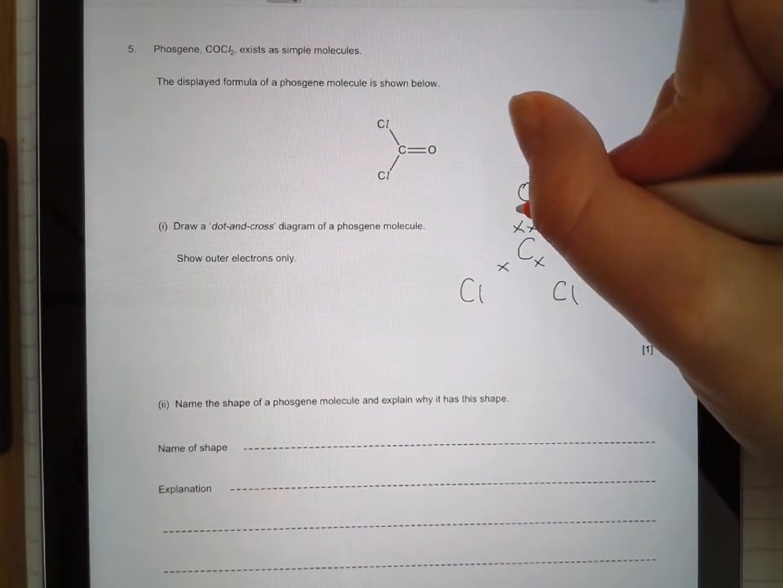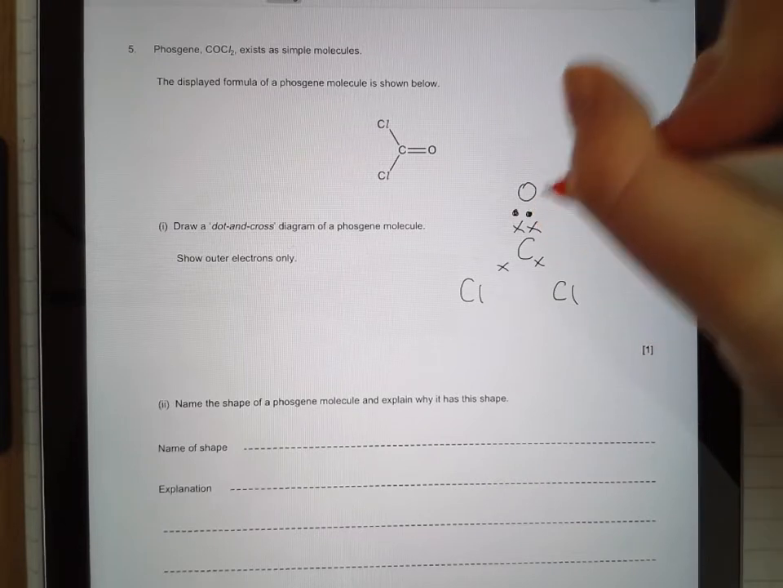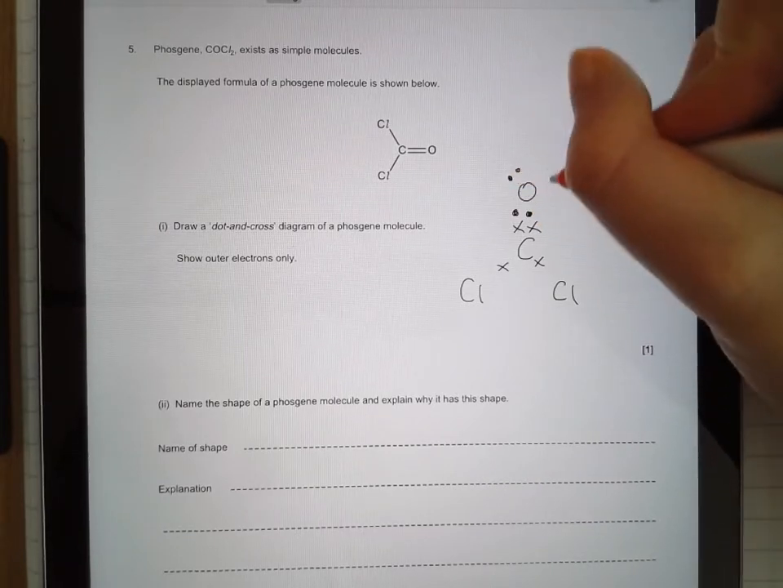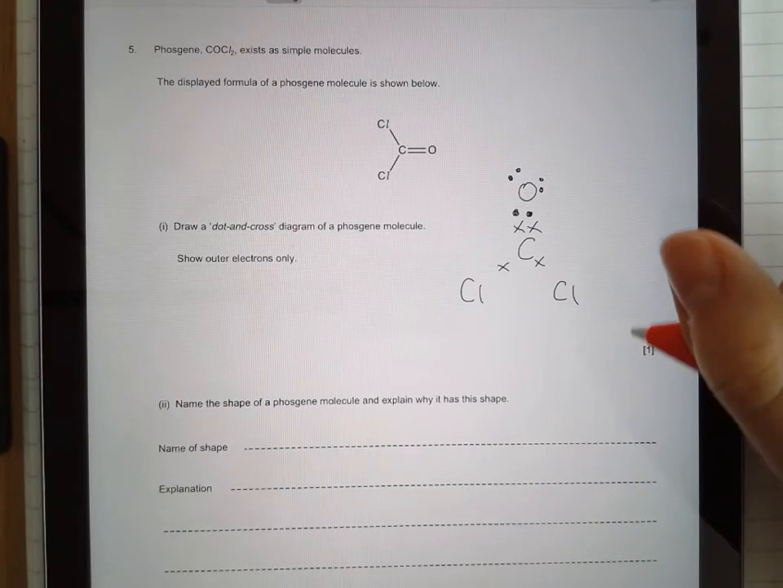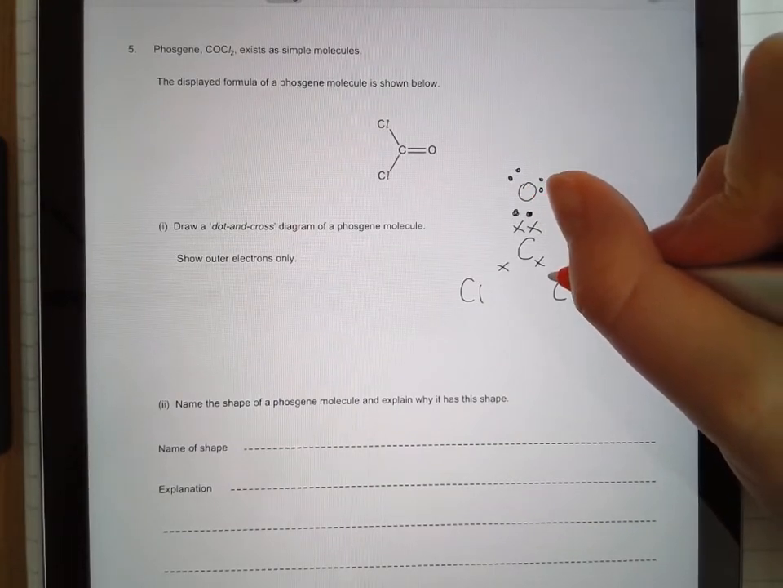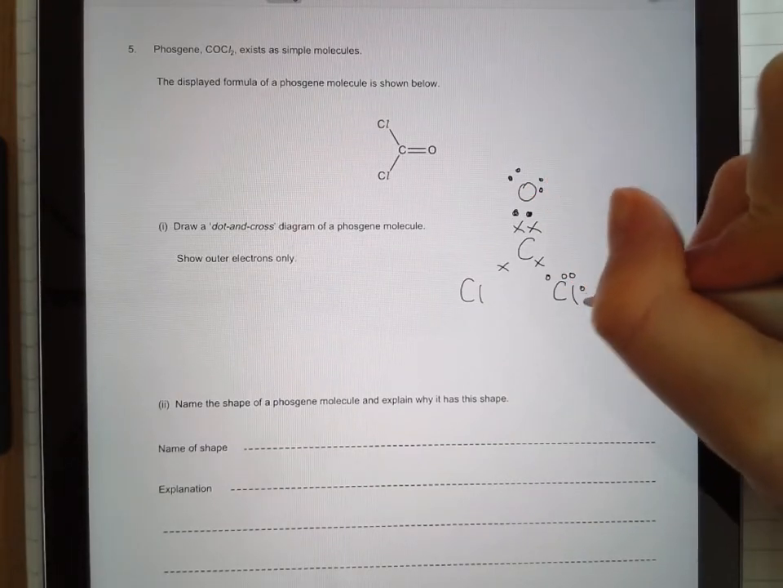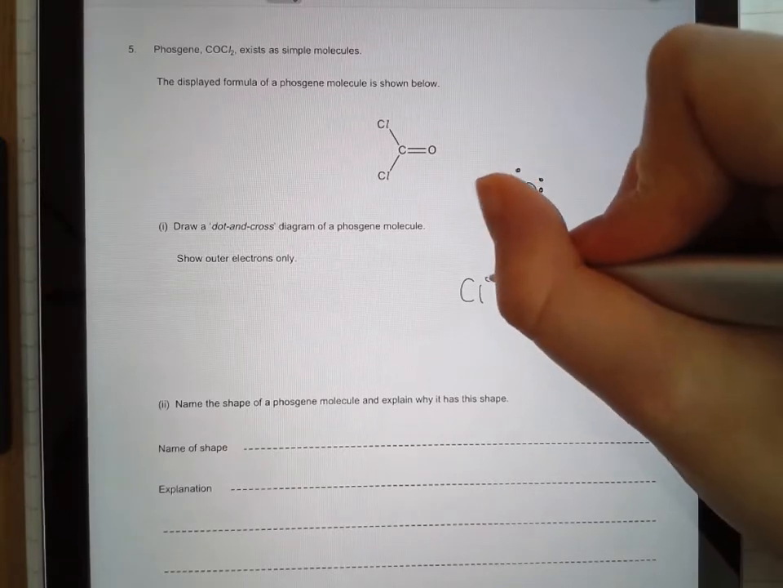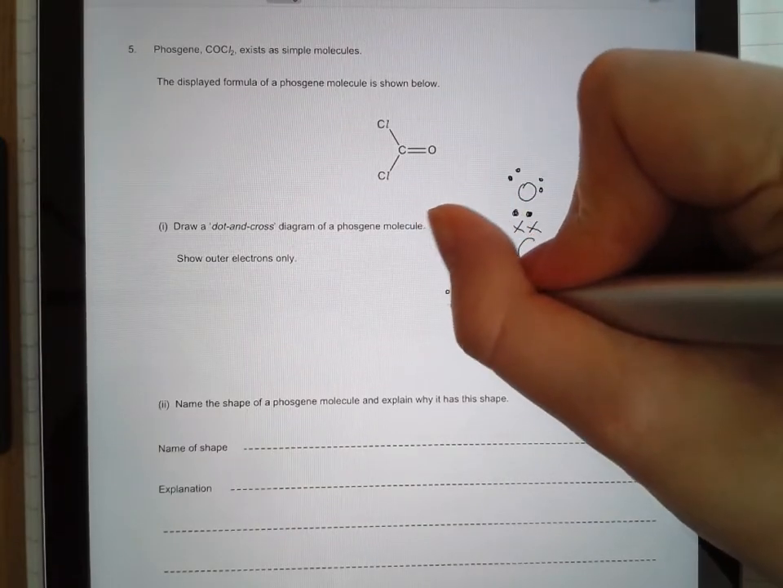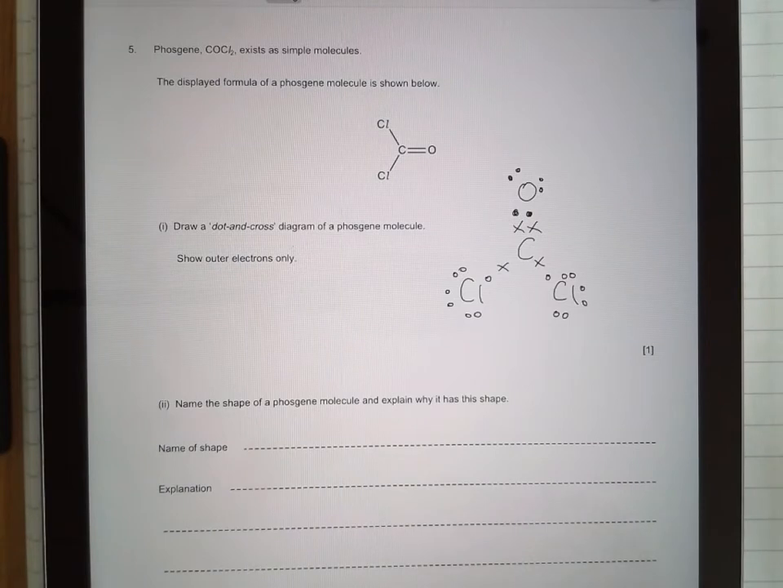Oxygen's in group 6. It's got 6 electrons. 2 of those are going to be forming a double bond with carbon. Then it's got 2 lone pairs. Chlorine's in group 7. It's got 7 electrons. 1 of those electrons is going to form a bond with carbon. The other 6 electrons in each chlorine are going to be present as lone pairs.